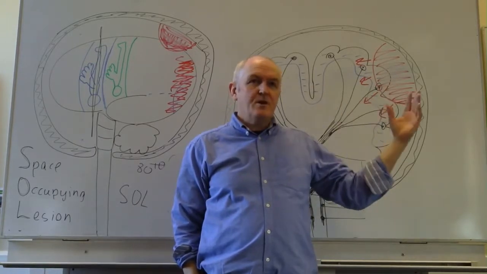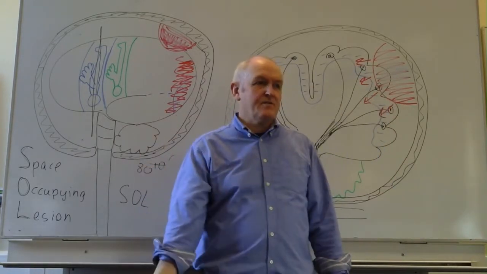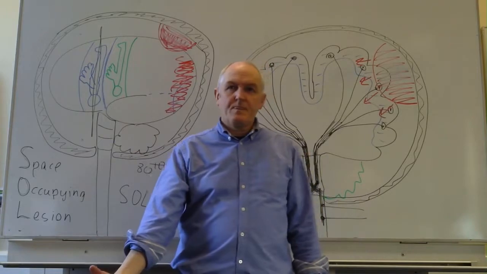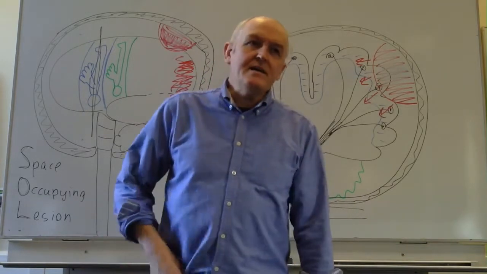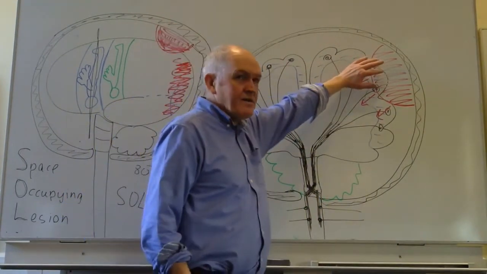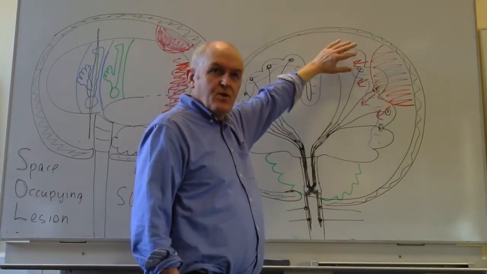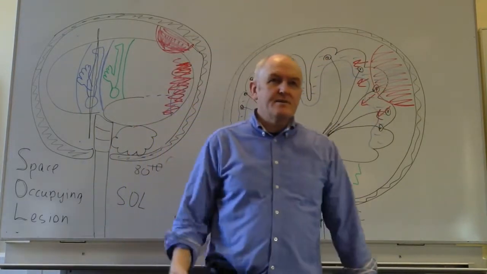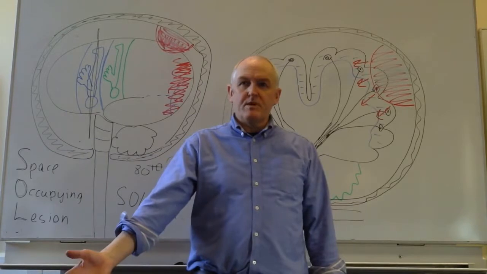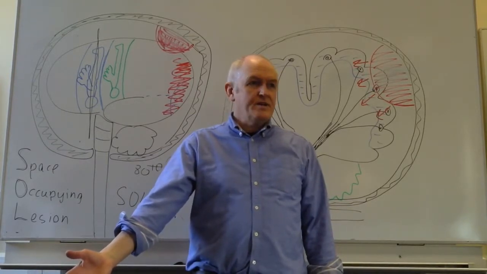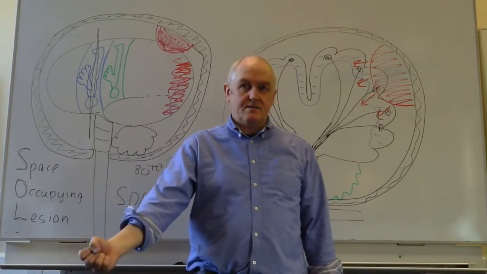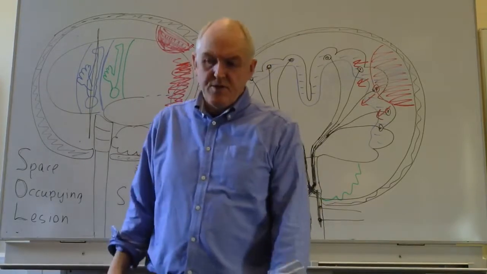We know that the left motor cortex controls the right-hand side of the body. So can you see that might mean that this isn't working properly? If this isn't working properly, that might mean that the right side of the body is not working properly. And what you notice first is weakness. One side of the body becomes weaker.